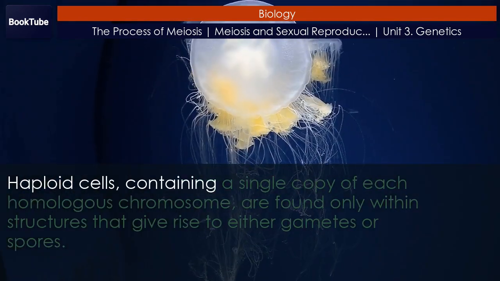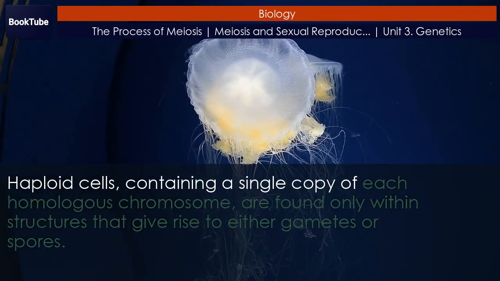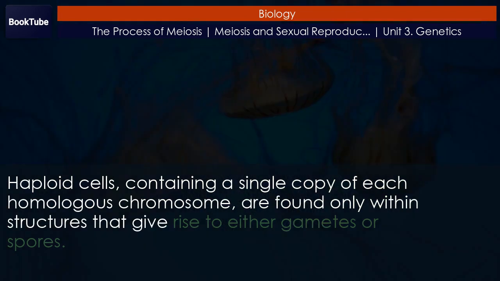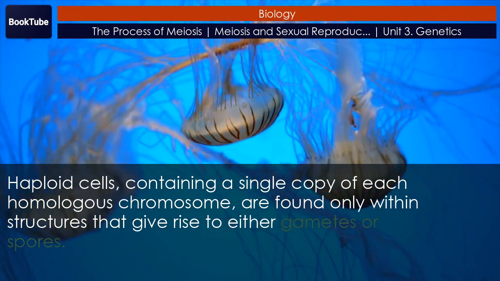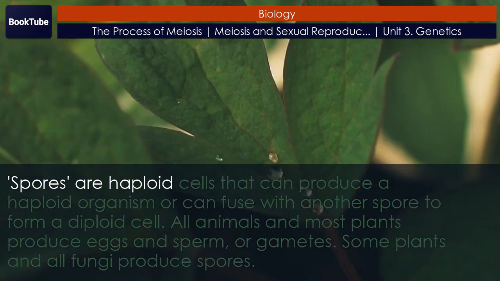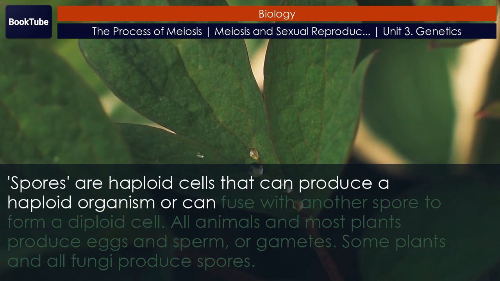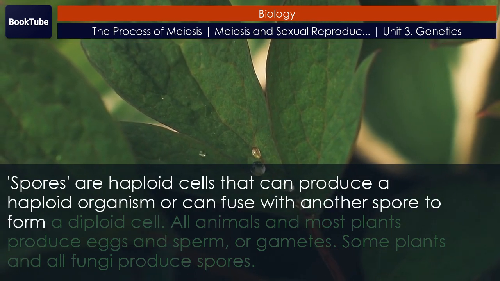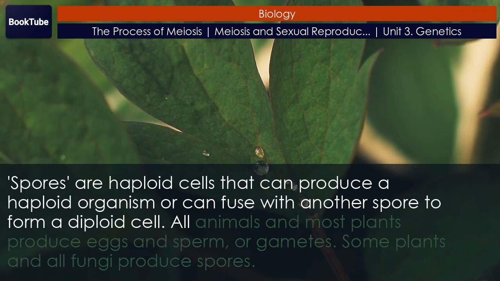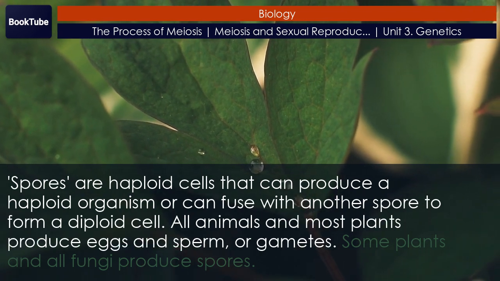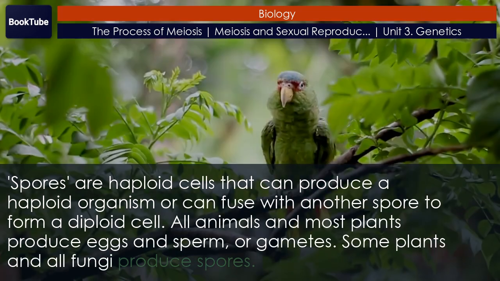Haploid cells, containing a single copy of each homologous chromosome, are found only within structures that give rise to either gametes or spores. Spores are haploid cells that can produce a haploid organism or can fuse with another spore to form a diploid cell. All animals and most plants produce eggs and sperm, or gametes. Some plants and all fungi produce spores.